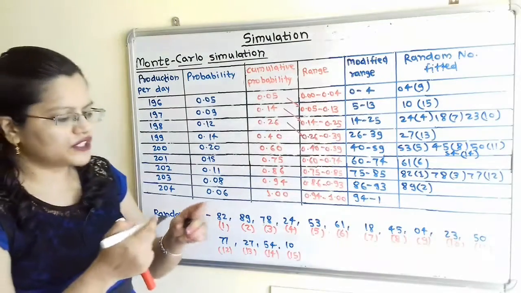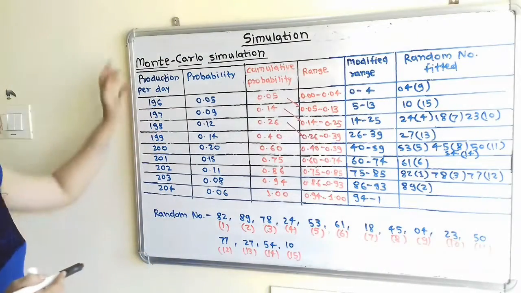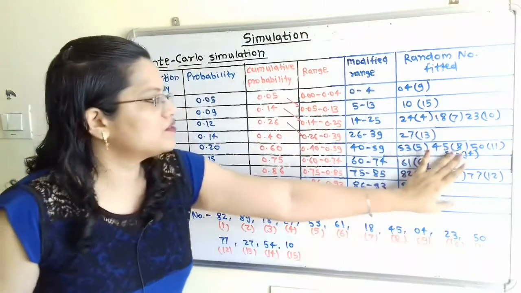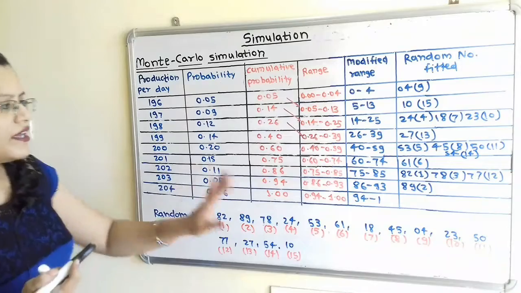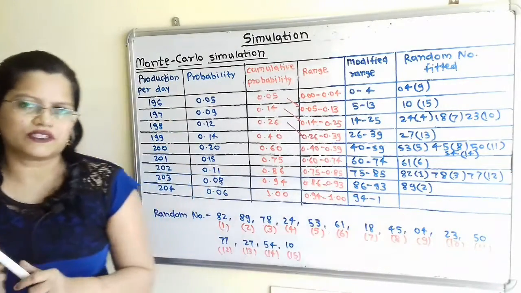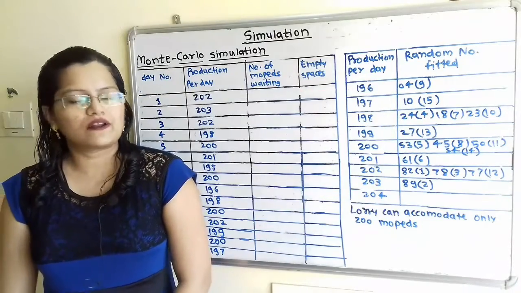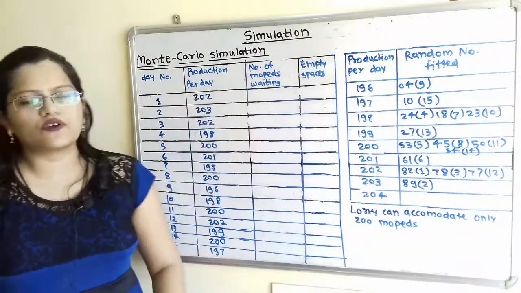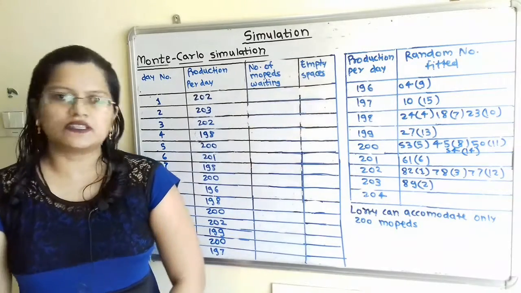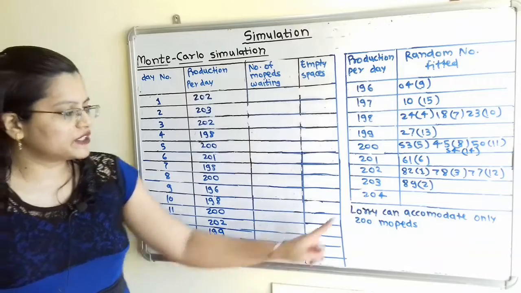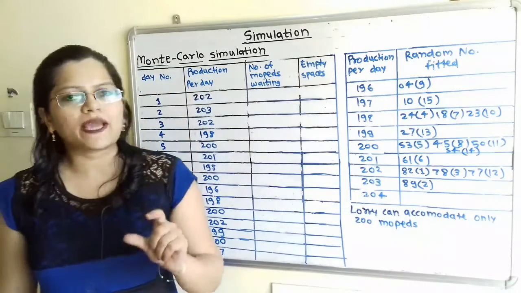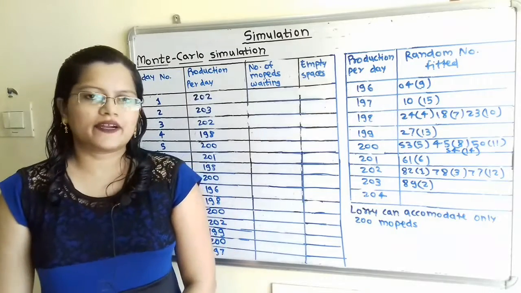So to solve this question, this first column, that is the production per day, and the respective random number fitted, these two columns are important. Now with reference to this first column and last column, we will solve the question. We have to calculate the average number of mopeds waiting as well as the average number of empty spaces in the lorry. Now the given information is that the lorry can accommodate only 200 mopeds. That means lorry capacity is equal to 200 mopeds.